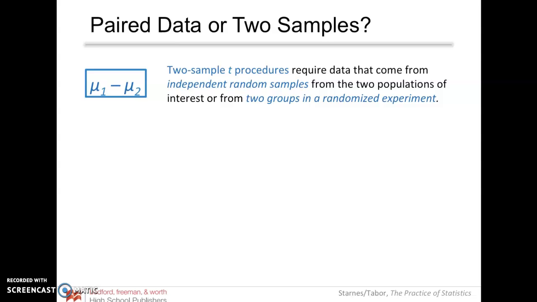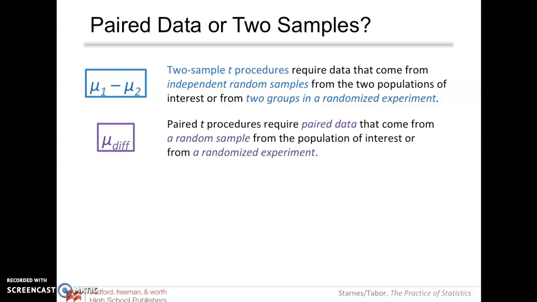Two-sample t-procedures require data that come from independent random samples from the two populations of interest or from two groups in a randomized experiment. The mu sub difference, or the paired data, paired t-procedures require paired data that comes from a random sample from the population of interest or from a randomized experiment.